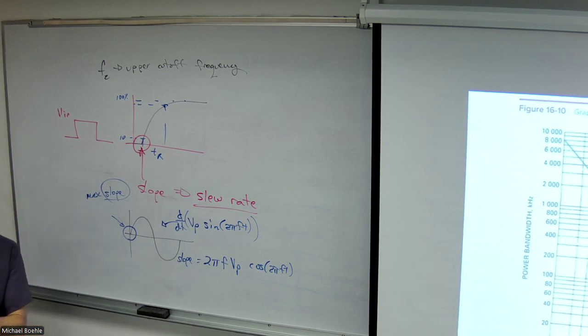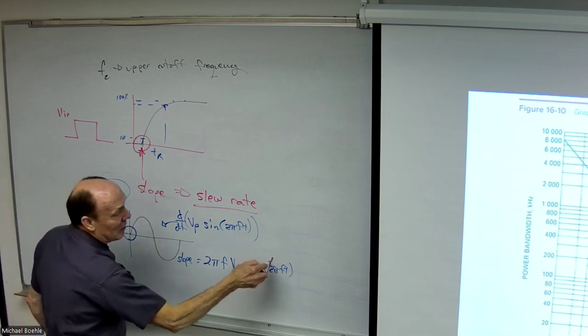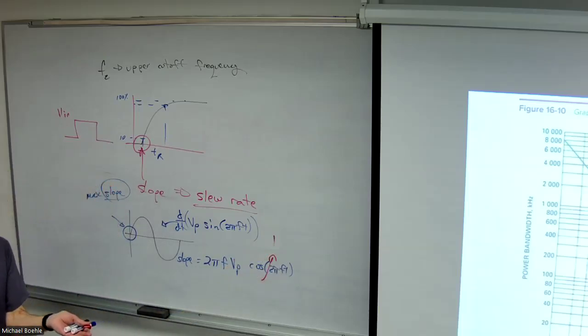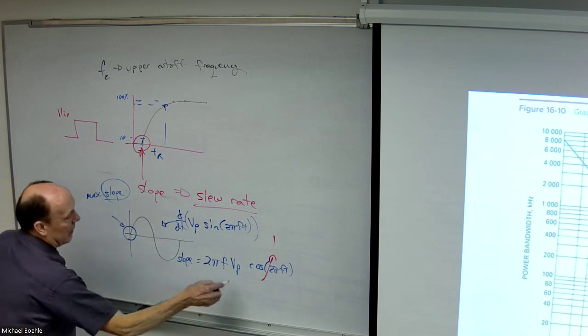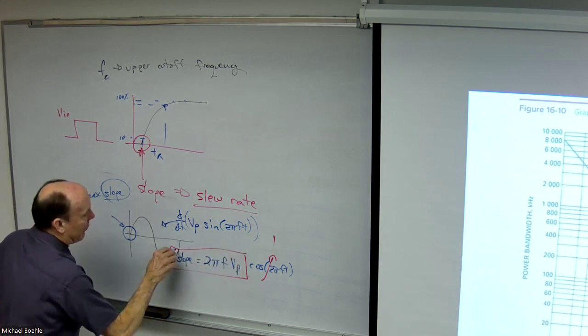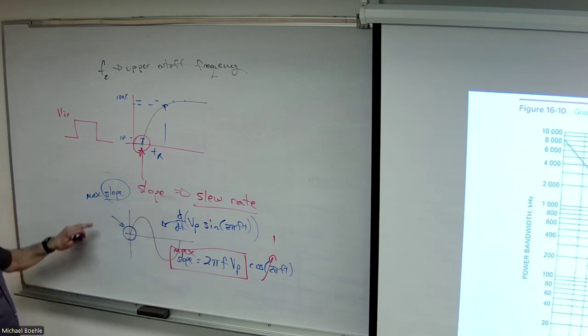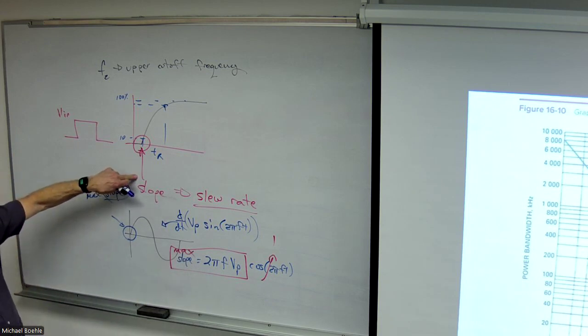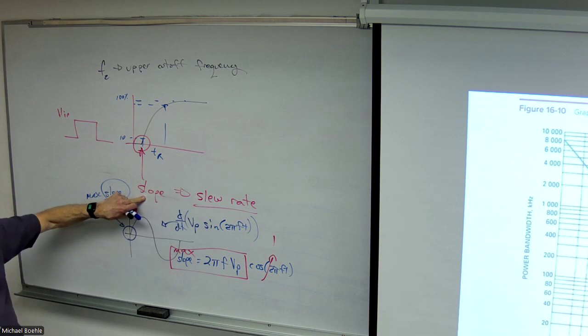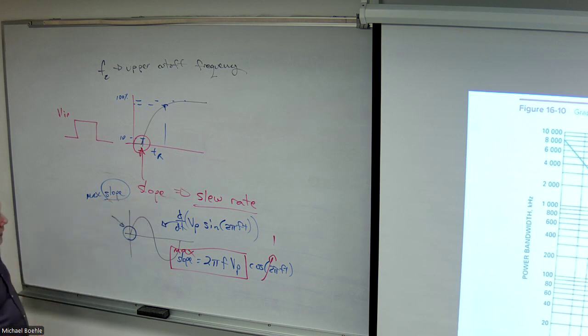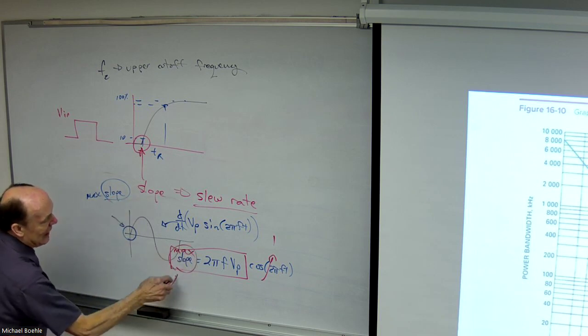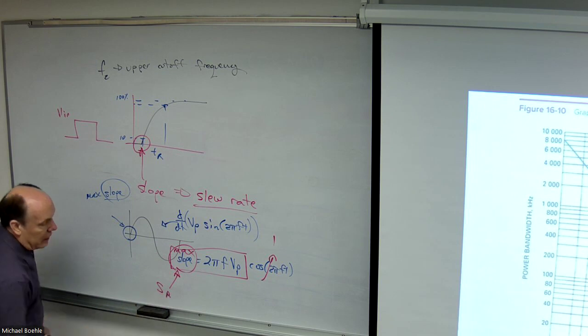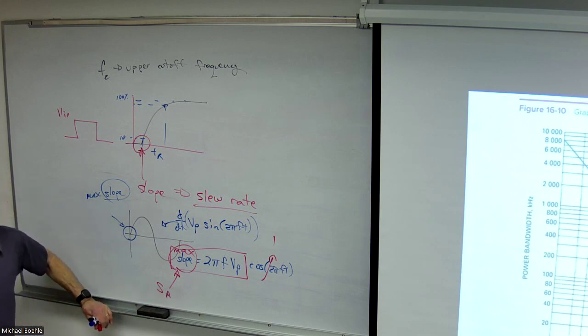That is my slope. The maximum slope is when the cosine is at a maximum, which is 1. So there's your maximum slope. Well, the slew rate limits how fast this can respond. And so that maximum slope is limited by the slew rate.